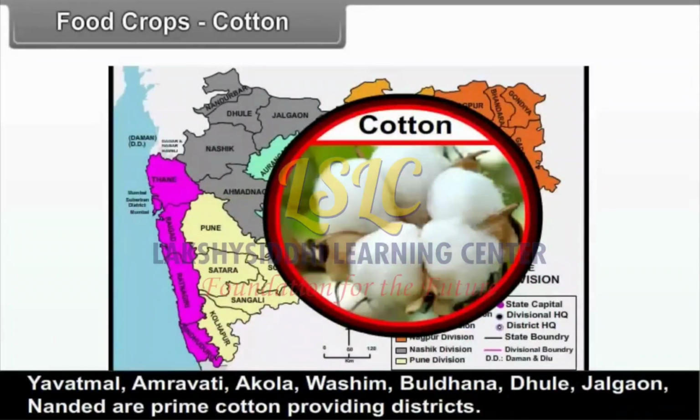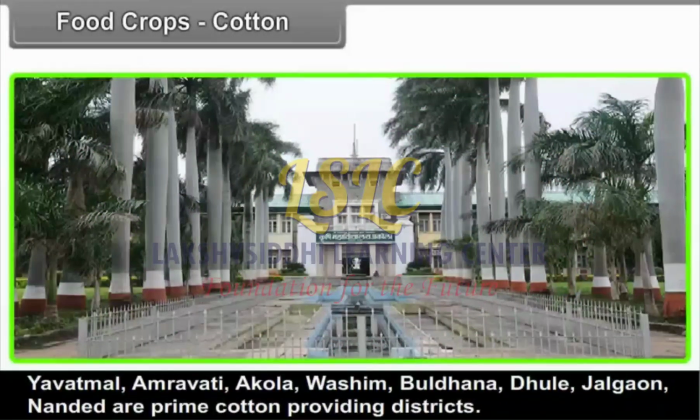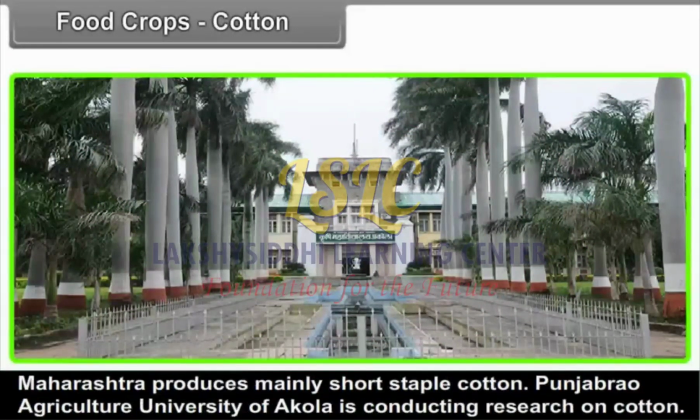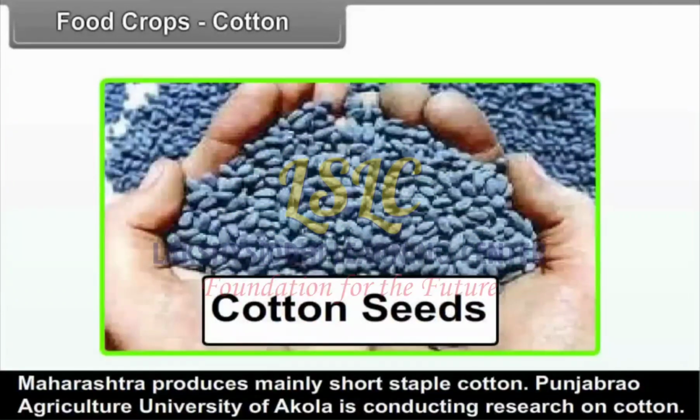Maharashtra produces mainly short staple cotton. Punjabrao Agriculture University of Akola is conducting research on cotton. It has been successful in developing seeds for BT cotton and CAHS 468.